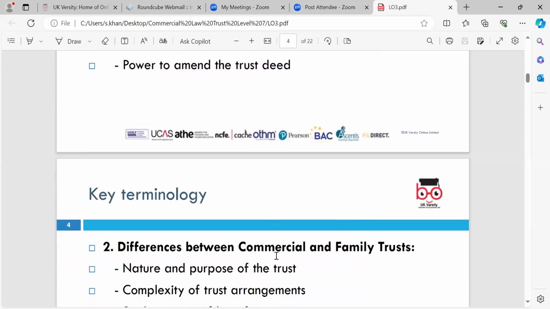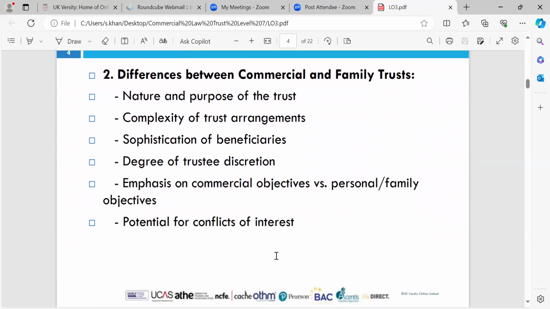We then went on to look at the key terminology, which is looking at the differences between commercial and family trusts. And we're looking at the nature and purpose of the trust, and the complexity of trust arrangements, the sophistication of beneficiaries, the degree of trustee discretion, emphasis on commercial objectives versus personal family objectives, or the potential for conflicts of interest.